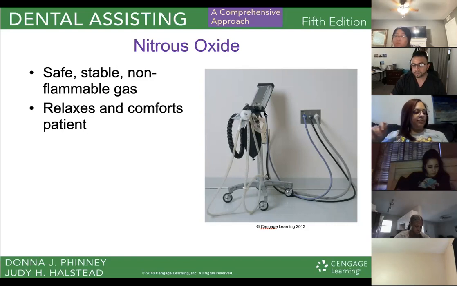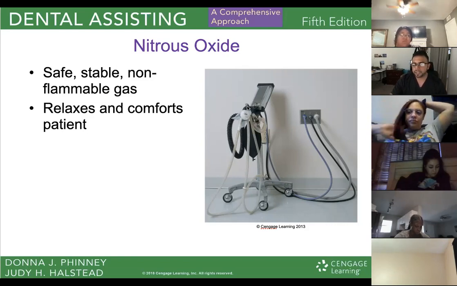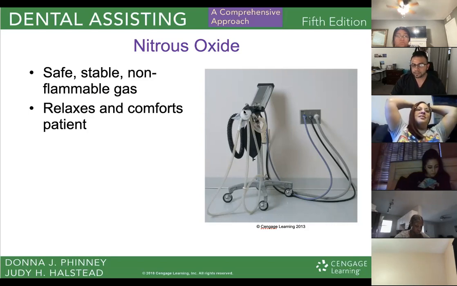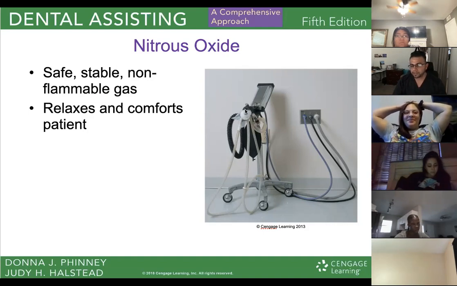So the patient has to be under both oxygen and nitrous at the same time. We can't ever deliver nitrous only. The reason for this is because that nitrous gas will actually compete with the oxygen. So if a patient is breathing only nitrous gas, they are not getting any oxygen. So we always have to give it with a safe mixture of pure oxygen.